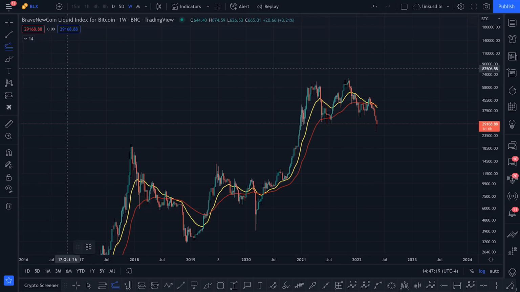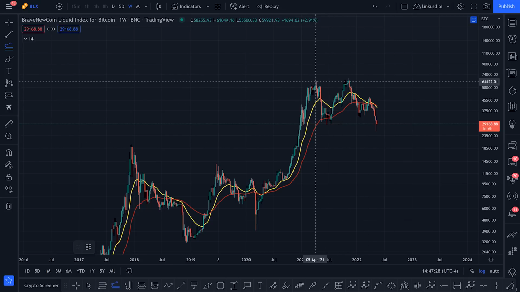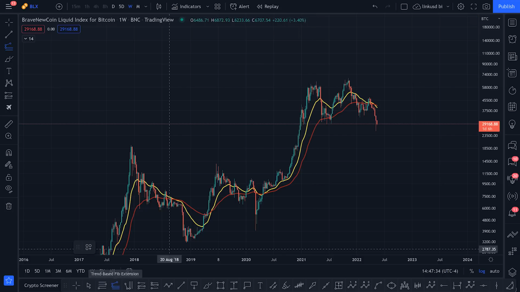Now what I'm looking at here is a potential large ABC correction. If not, we're looking at some kind of ABC correction here. And you can give a projection of where that correction should end using this trend-based fib extension. Sorry, I'll show you how you do that.